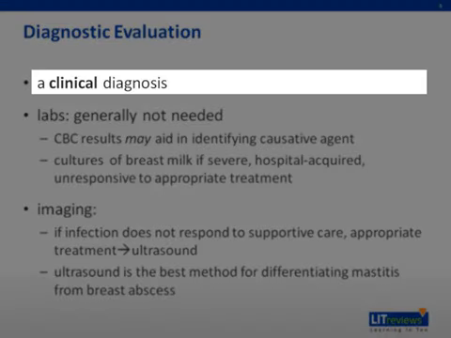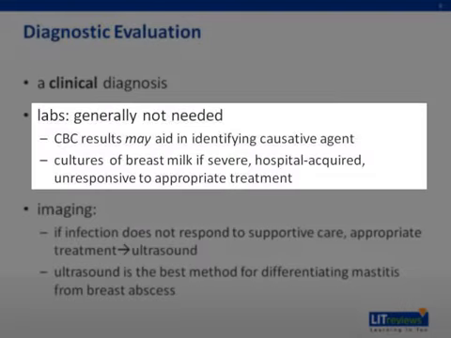Mastitis is a clinical diagnosis, taking vitals and generalized symptoms into account. If the white blood cell count is increased with marked bandemia, it is suggestive of streptococci, especially group A. Otherwise, labs are generally not required. If easy to obtain, cultures of breast milk can be collected if infection is severe, hospital-acquired, or unresponsive to appropriate treatment. Blood cultures are not thought to be useful unless sepsis is suspected.